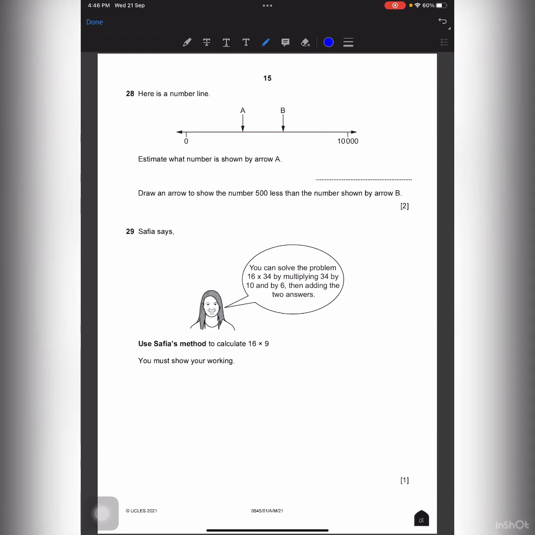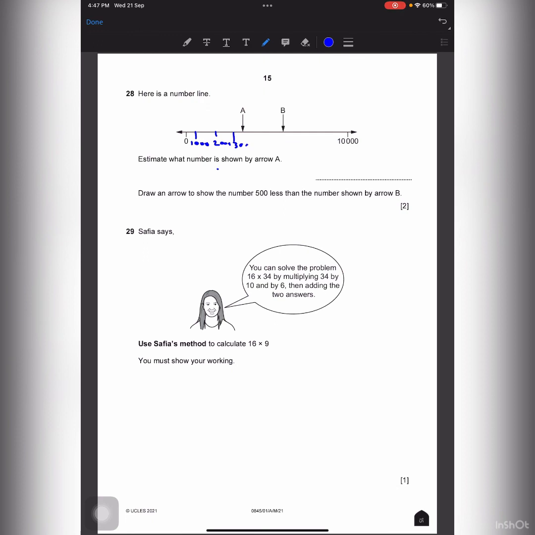Here is a number line. Estimate what number is shown by arrow A. Okay, so for this question, we will have to find the estimate. So as you can see here, it's going to be like 1,000, and then 2,000, and then it's going to be like 3,000.